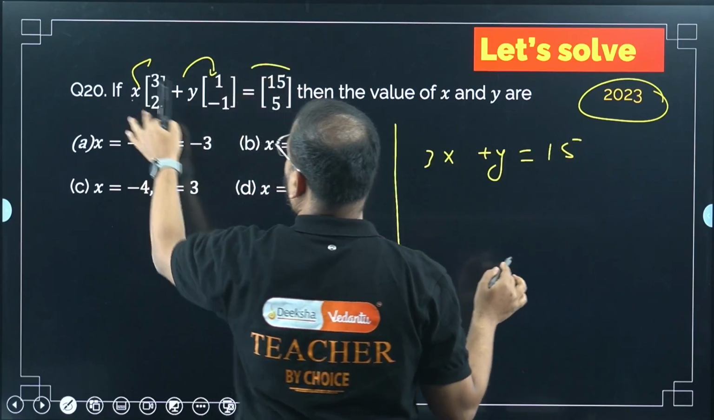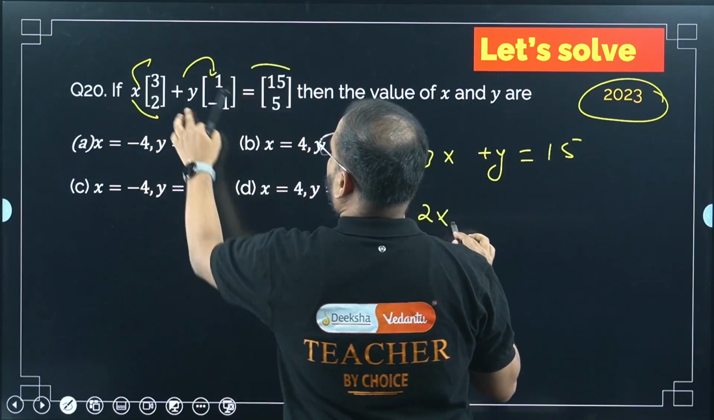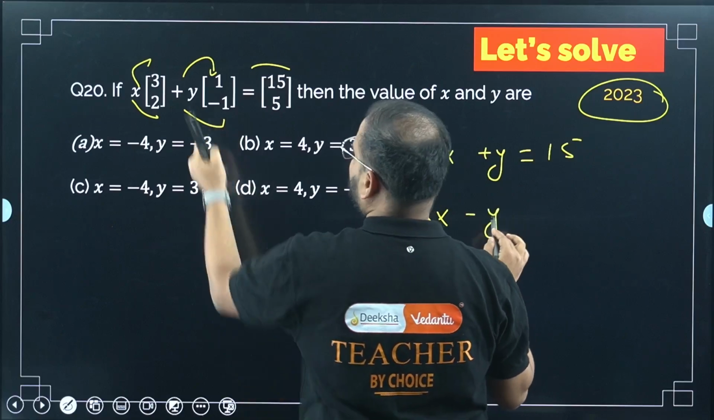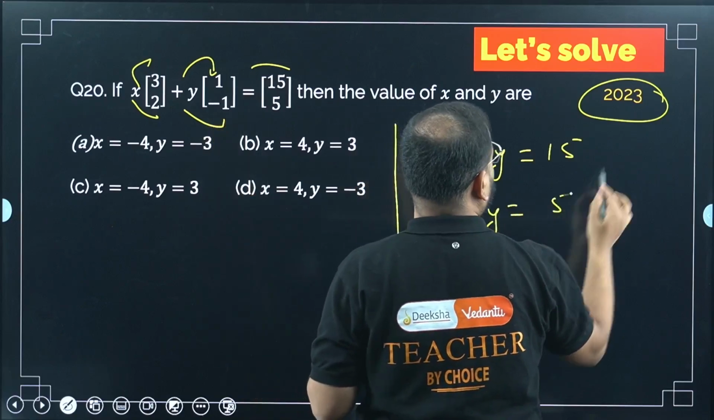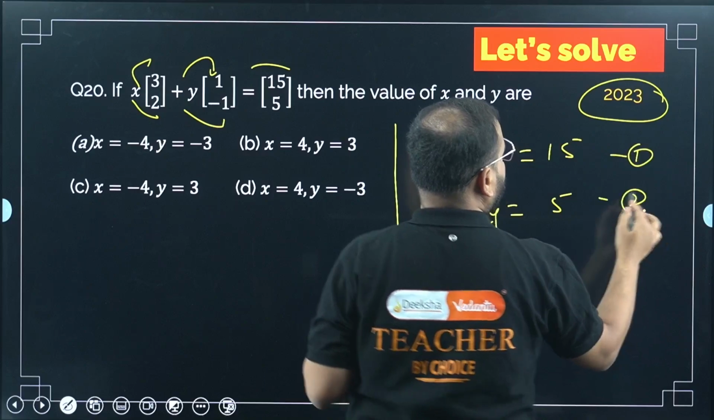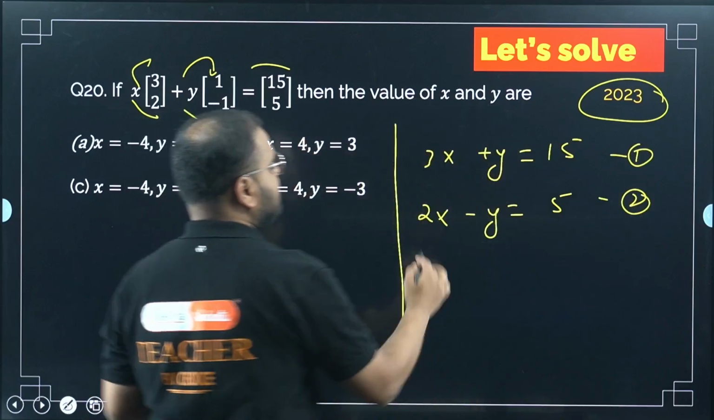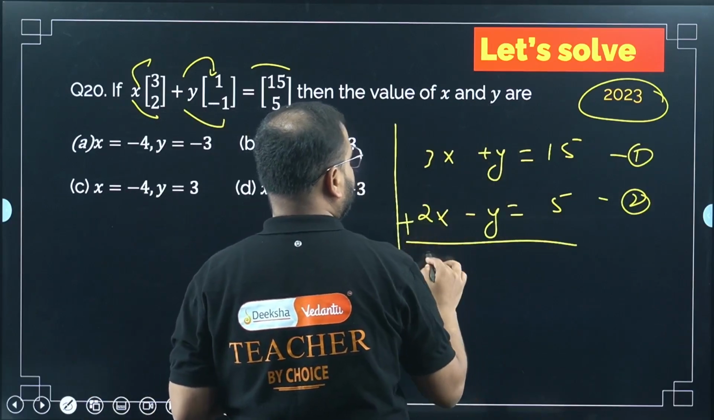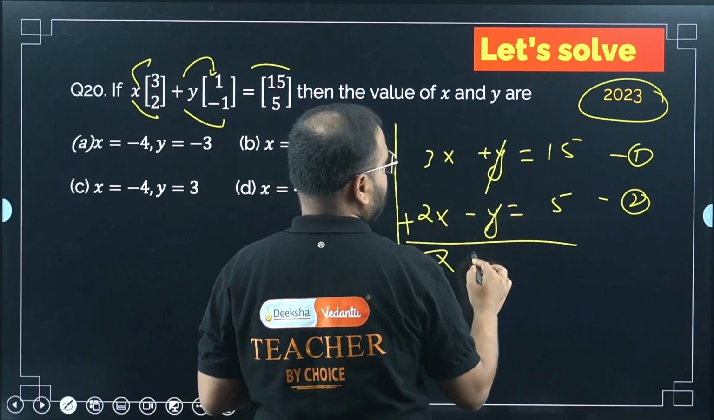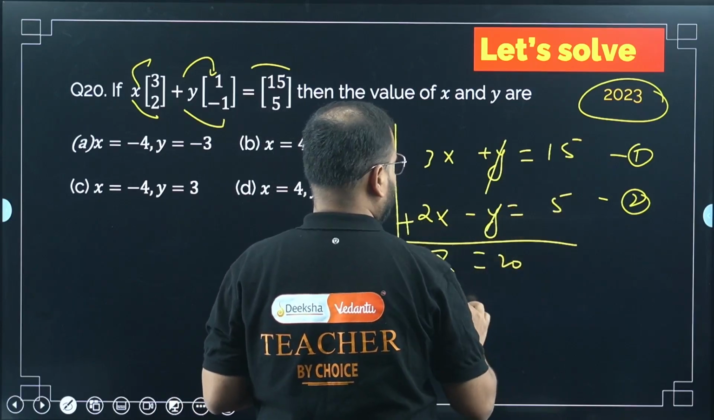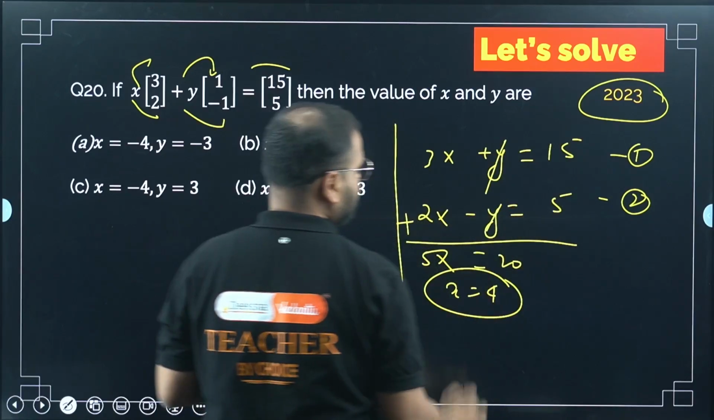Correct? Now 2x minus y. Please check here. Y times minus 1 is minus y. Equal to 5. Equation 1. Equation 2. Can a question get simpler than this? Add this, please. If I add this, what will happen? This will get 5x. This will cancel each other. 20. Right? X is equal to 4. Yes or no? X equals 4.